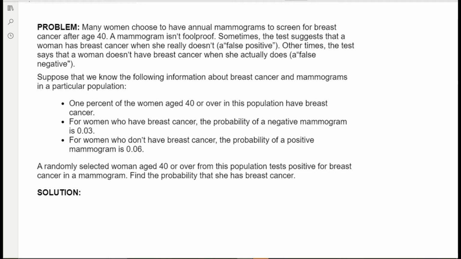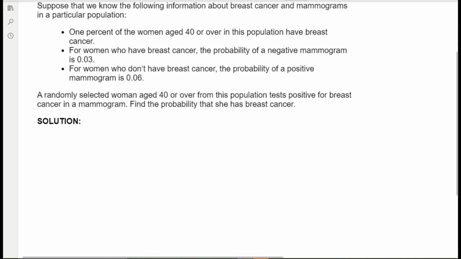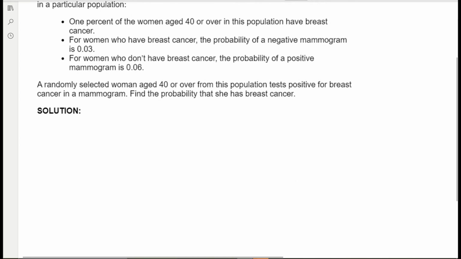Suppose that we know the following information about breast cancer and mammograms in a particular population. 1% of the women aged 40 or over have breast cancer. For women who have breast cancer, the probability of a negative mammogram is 0.03. For women who don't have breast cancer, the probability of a positive mammogram is 0.06, so 6%. A randomly selected woman aged 40 or over from the population tests positive for breast cancer in a mammogram. Find the probability that she has breast cancer.